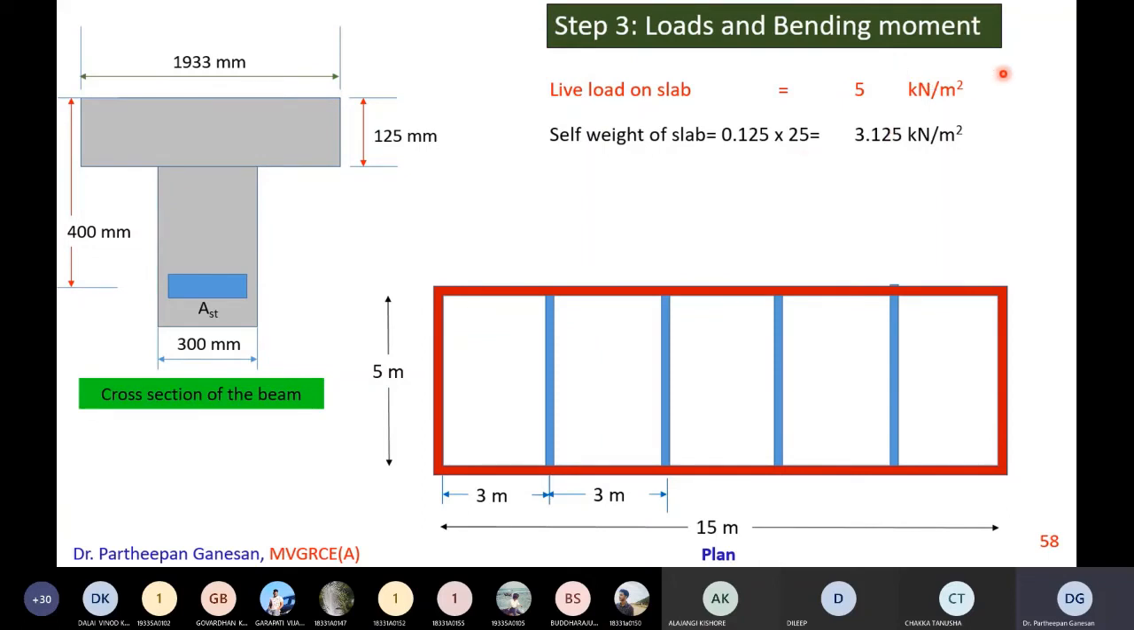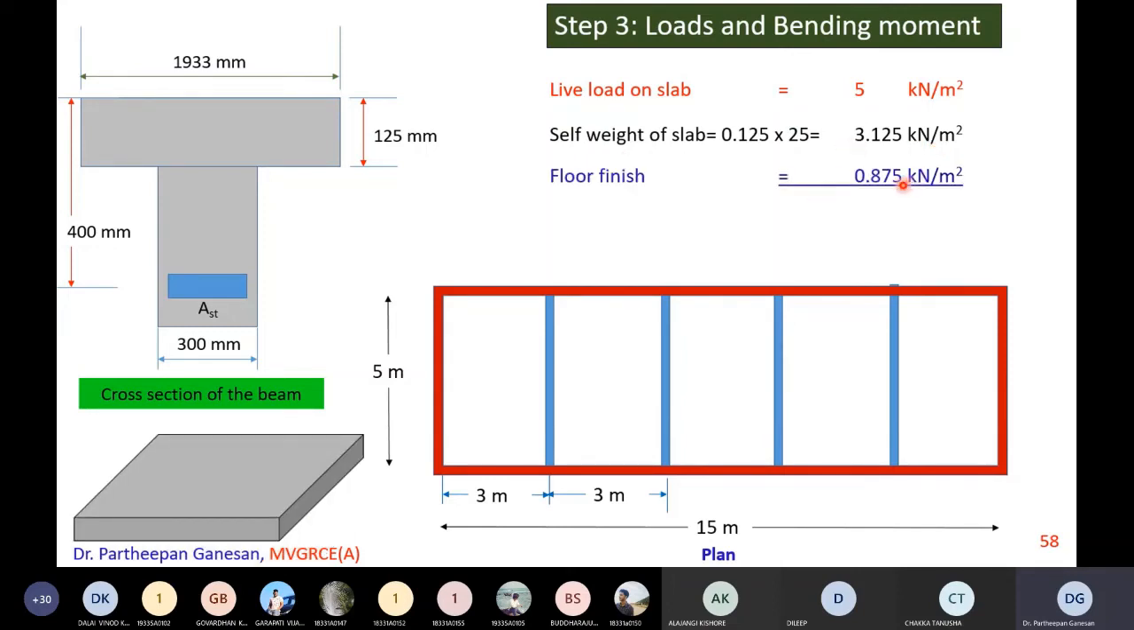So 5 kilonewton per meter square, then the self weight of slab, then floor finish. I have taken 0.875. If you want, you can take 1 kilonewton per meter square. But I have to write it here because in the problem it's not given. So whatever value you assume, you write: take floor finish as 0.87 kilonewton per meter square. So the total is 9 kilonewton per meter square.